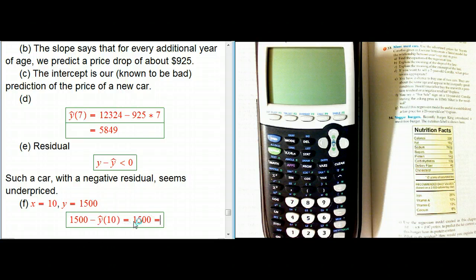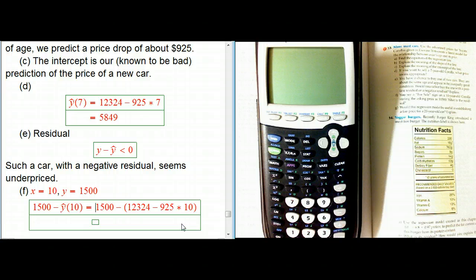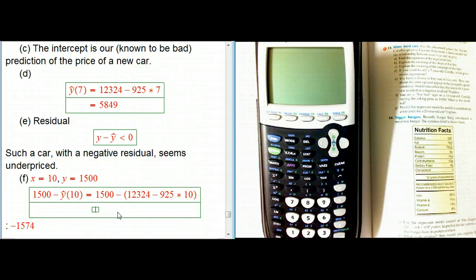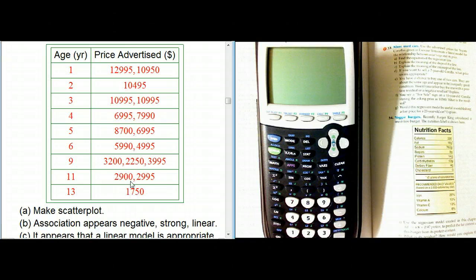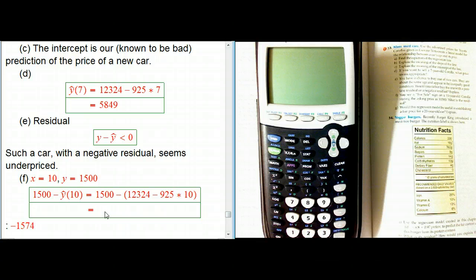Okay, so that's 1,500 minus, put in parentheses, take this formula, I'm going to put a 10 in here. Okay, and I'll just calculate it. So it looks like, and not too surprising from what we've seen from the data, if you go back all the way to the data, a 10-year-old car, somewhere in the 3,000s probably is what we'd expect. 1,500, that's cheap. That is $1,574 cheap.